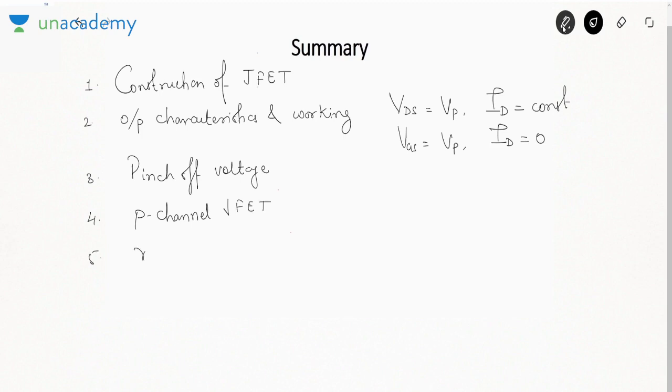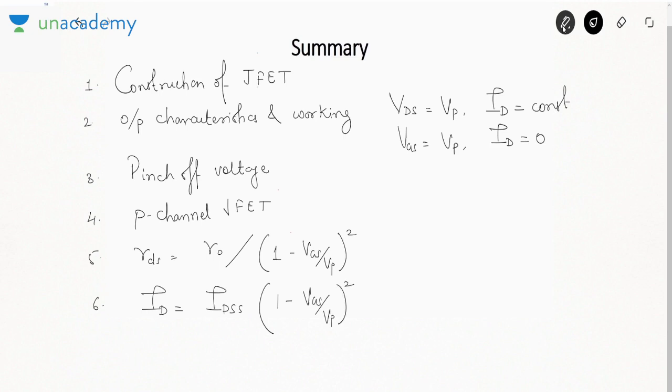Then we have studied drain to source resistance is R0 over 1 minus VGS over VP whole square. We studied transfer characteristic, in which I wrote ID equal to IDSS times 1 minus VGS by VP whole square. So these equations are important when we solve problems based on JFET.